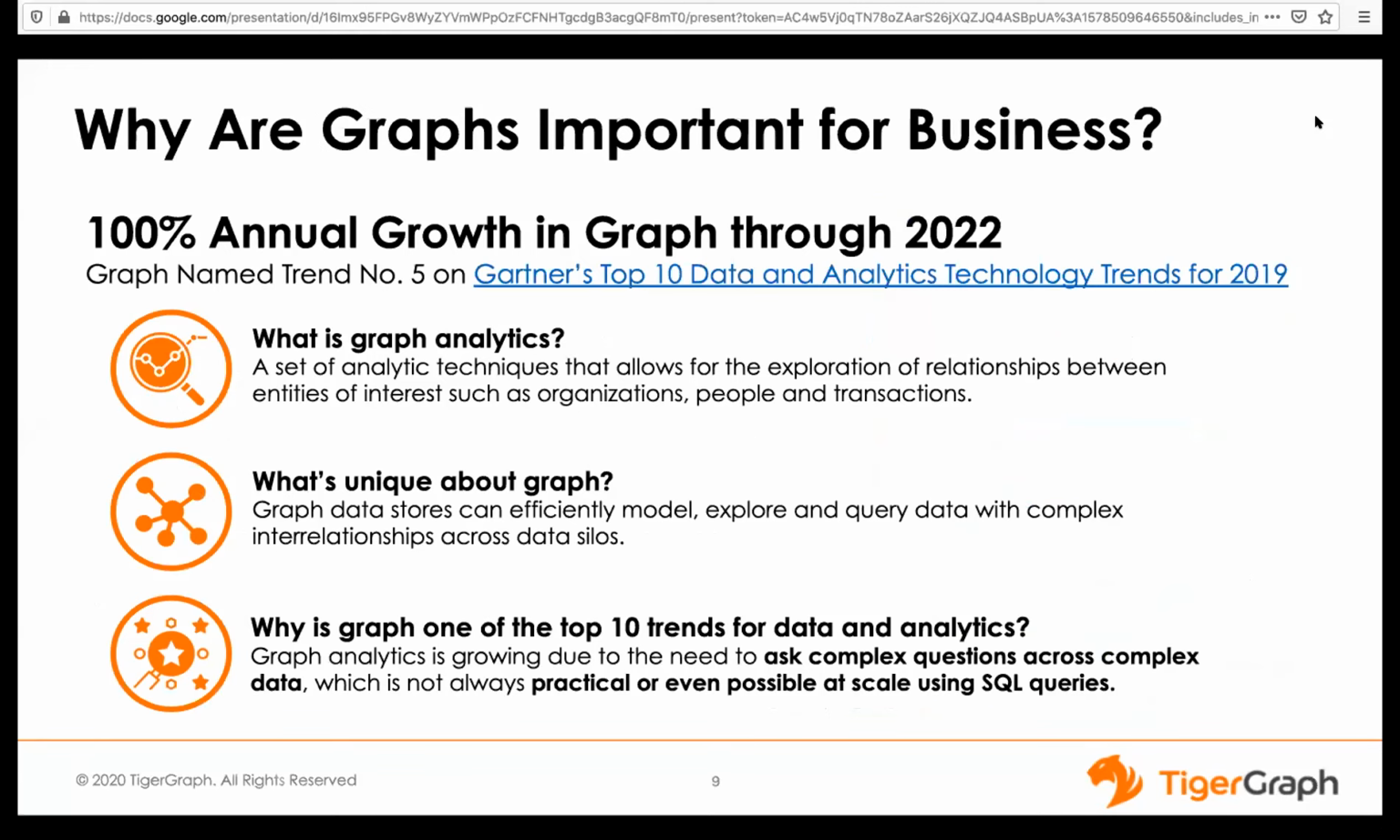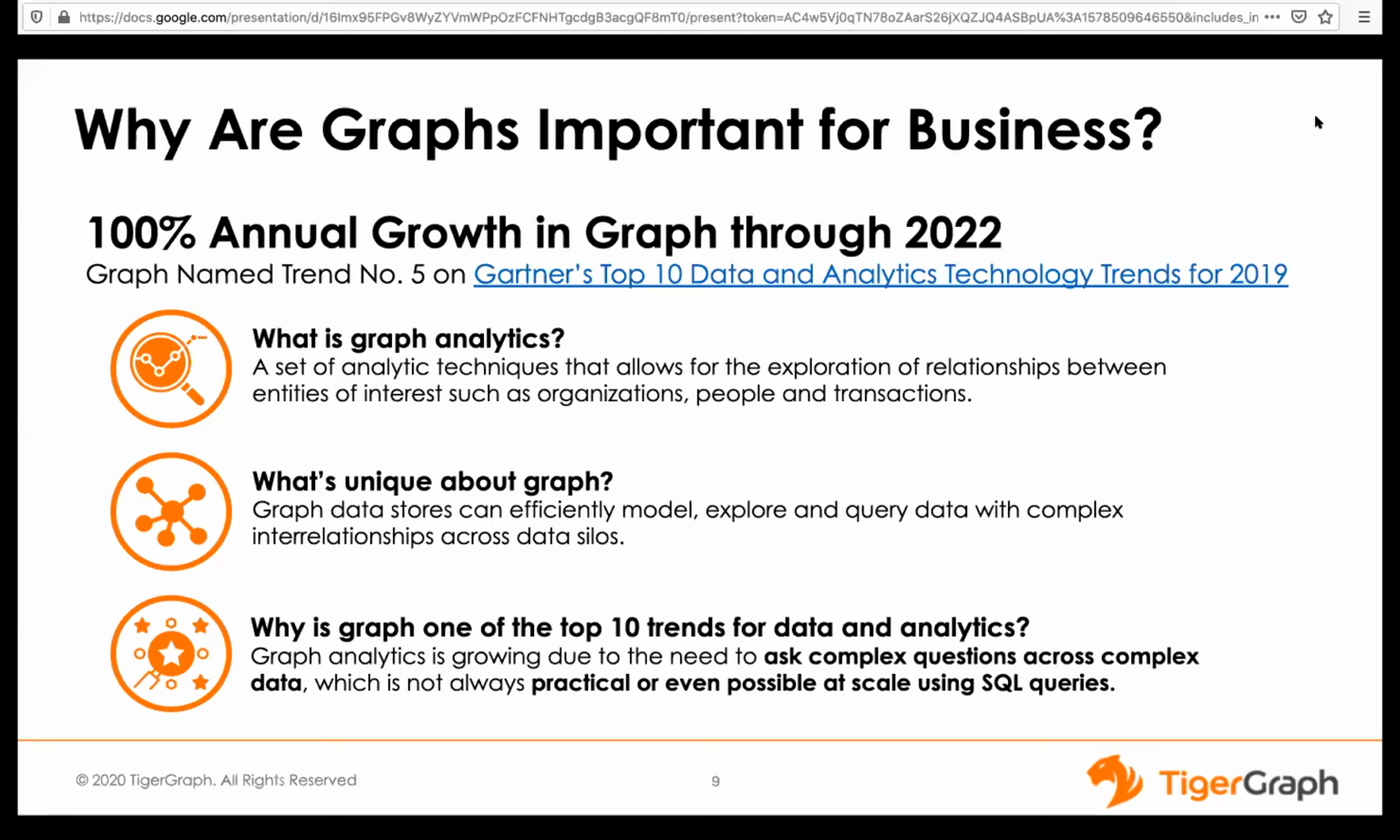And again, have businesses been able to leverage graph technology already? Yes, it's a growing trend. Gartner predicts 100% annual growth from about 2017 through 2022. So we're still in a very rapid growth phase. And we're going to tell you a little bit more about how graph algorithms play into developing your graph analytics. And why, again, the last bullet point, did Gartner put this as one of the top 10 trends?